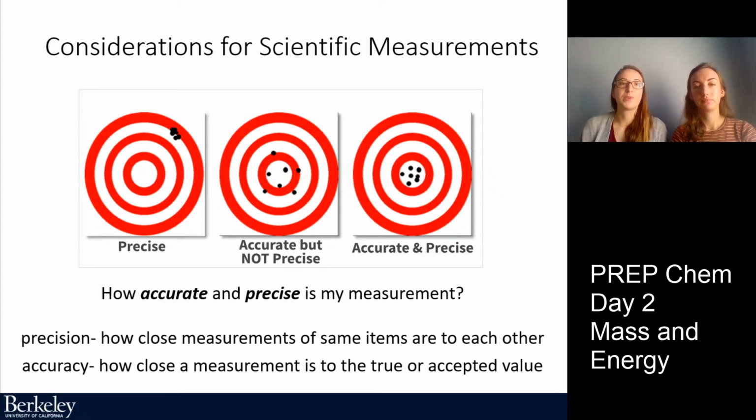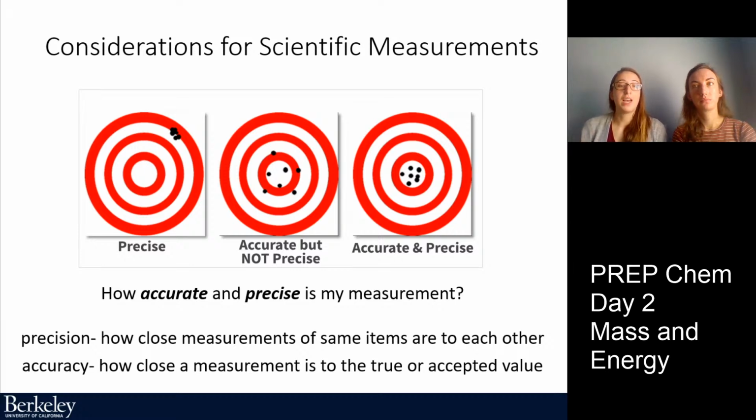bit over. So we also, as scientists, want to consider how accurate and precise our measurements are. Colloquially, we often use these words interchangeably, but they actually have pretty different meanings. Precision is how close measurements of the same item are to each other. For example, if you look at this figure, all of the points on the target are clustered really closely. So this is an example of a measurement that's very precise, because when you took this measurement repeatedly, you got the same value every single time.